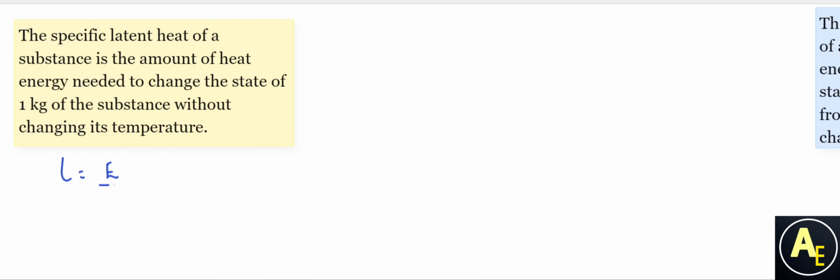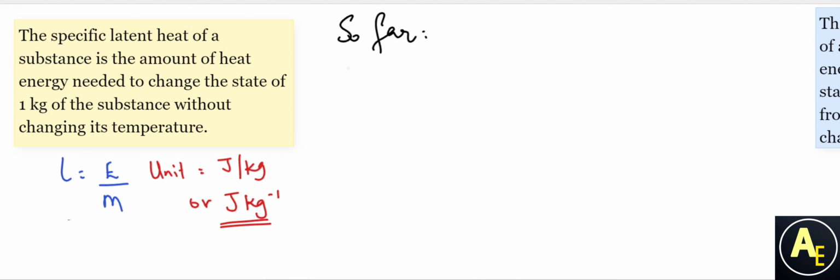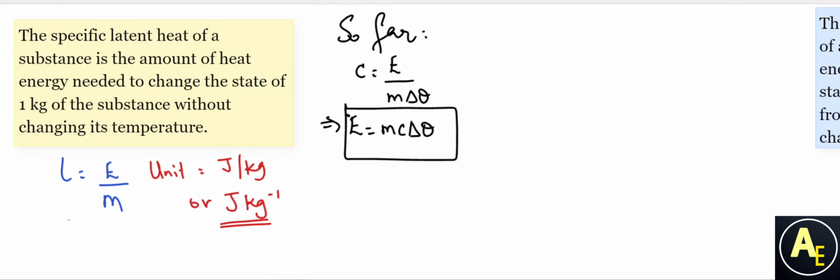Specific latent heat of a substance. This is the amount of heat energy required to change the state of 1 kilogram of a substance without changing its temperature. As a result, we get L, where L represents specific latent heat of a substance, equals energy over mass, the unit for which is given as joules per kilogram.